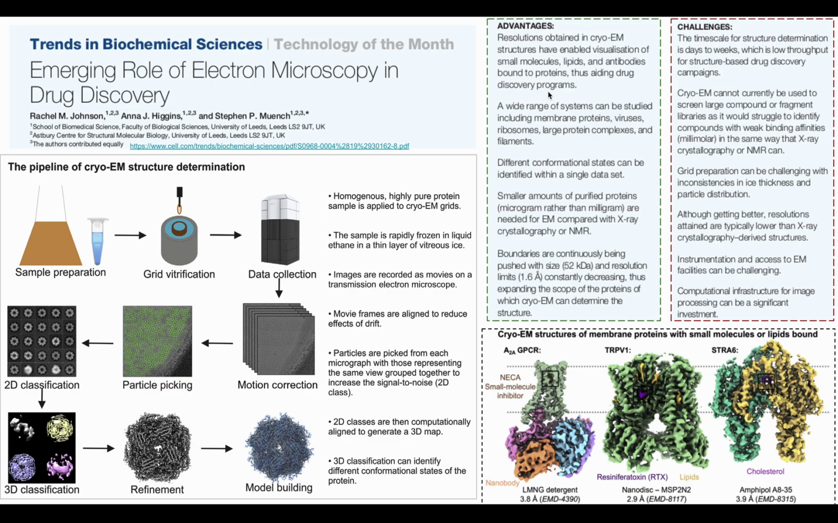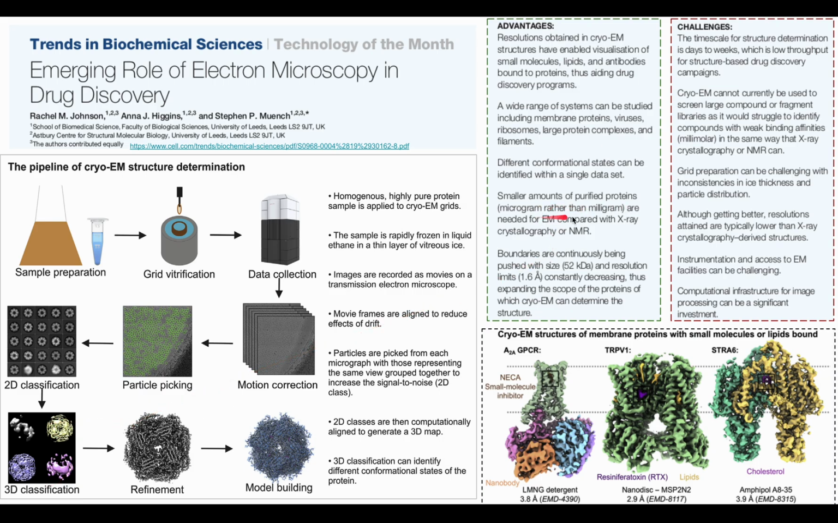So all those studies can be done with the help of cryo-EM, and a wide range of systems can be studied, such as membrane proteins, viruses, ribosomes. So these small proteins or biomolecules can be studied with the help of electron microscopy. We can also check the different conformational states as we have seen here. So different conformations can also be studied.